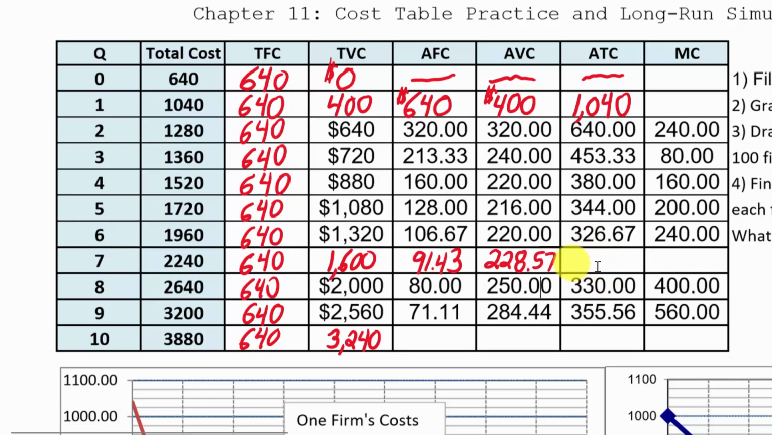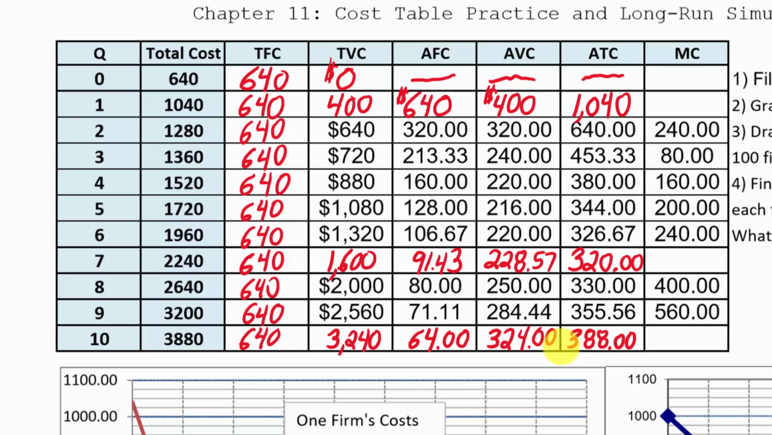Average total cost when we're producing 7 units, 2,240 divided by the 7 units, tells us that we're spending about $320 per unit for all of our costs. And then when we're producing 10 units, fixed costs, 640 divided by 10 is going to be $64 per unit in those fixed costs. 3,240 divided by 10 is going to be $324 in variable costs per unit. And taking our total cost divided by 10, we're just moving the decimal place one time, and we get $388 per unit for all of our costs.